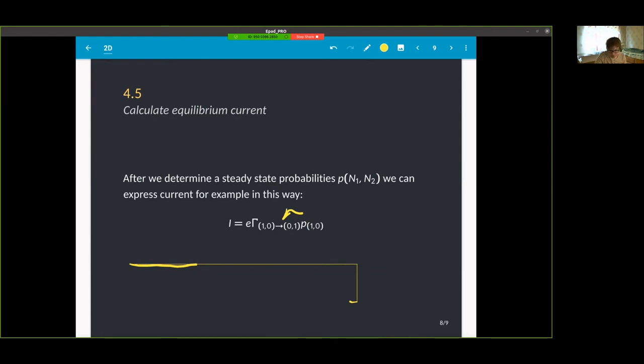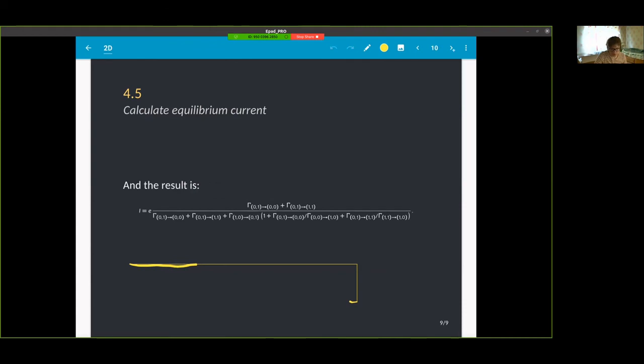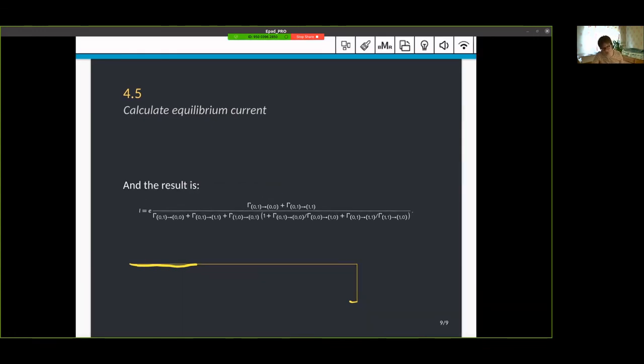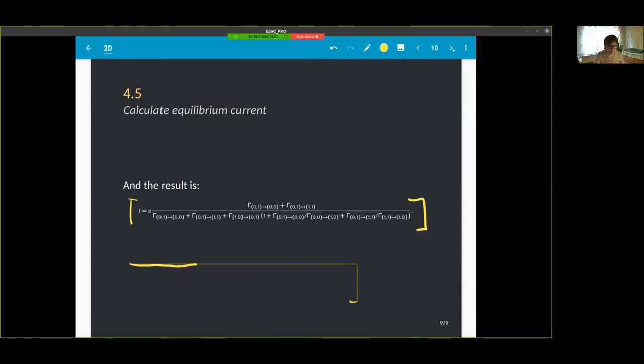And now we just need to find the steady state probabilities, which are also called equilibrium probabilities. For that, we would need to solve the system in task 2, and this would give us the following. And in this expression for current, we could substitute the rates which we obtained in task 4, and that would give us the answer to the last task of this exercise.